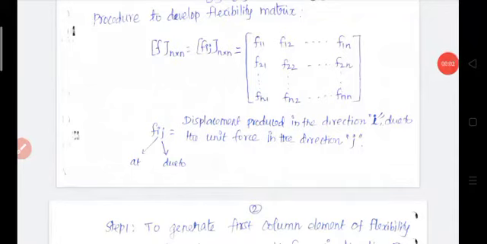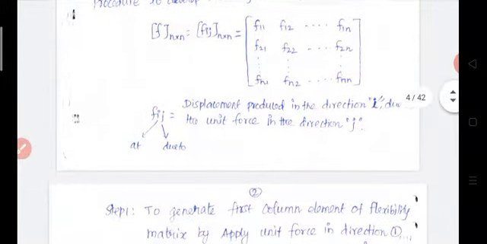Hello student, in this video lecture we are going to discuss how to develop a flexibility matrix for the given coordinates. As we already know, the order of the matrix is equal to the number of coordinates chosen. So the flexibility matrix is always a square matrix, in which the number of rows and number of columns are the same.